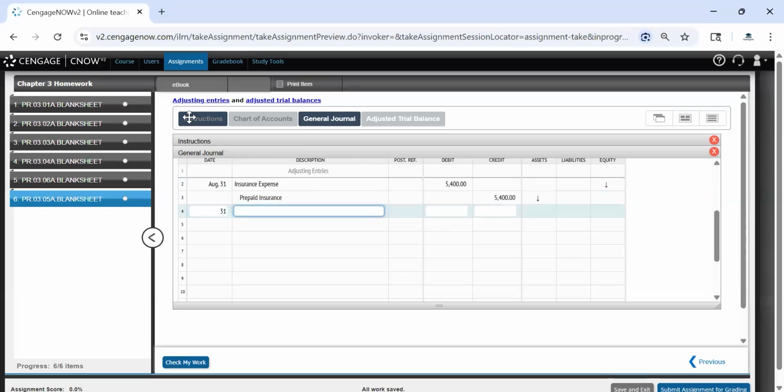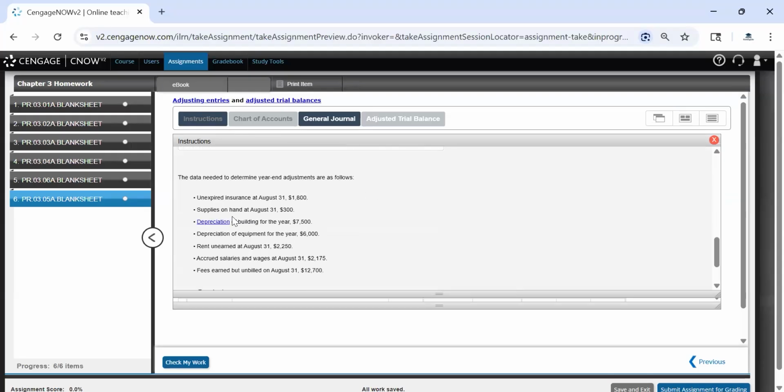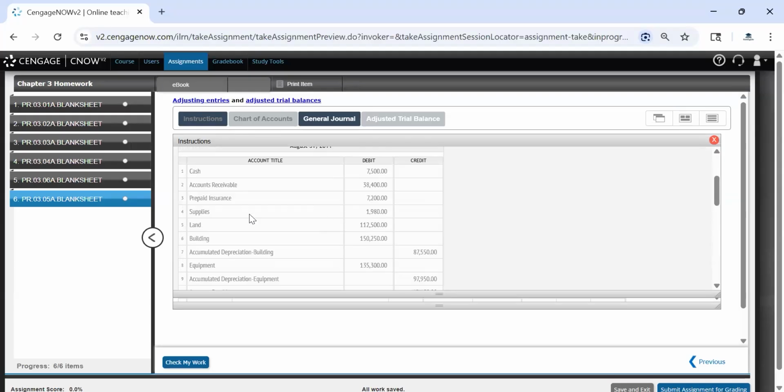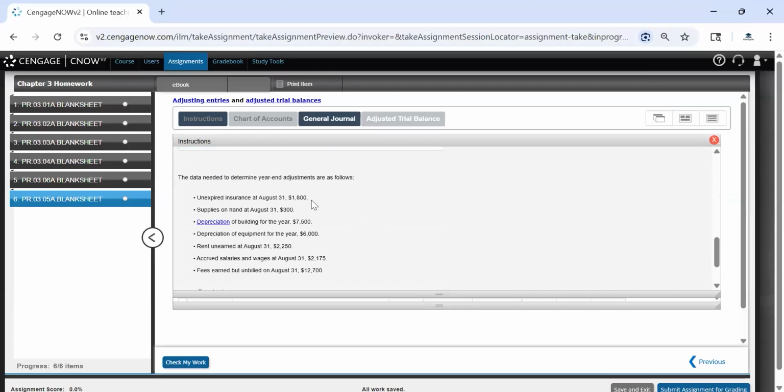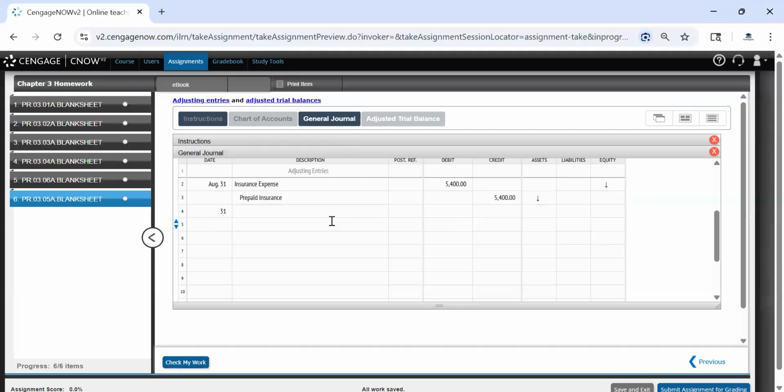The date for the next transaction is also the 31st, and let's take a look at what that one is. That is supplies on hand at August 31st is $300. In our unadjusted trial balance, the supplies is 1,980. And so we take that minus the 300 and we get 1,680. So that's going to be both our debit and our credit. Our credit is also going to be supplies because we're reducing our supplies. And then the expense is supplies expense.